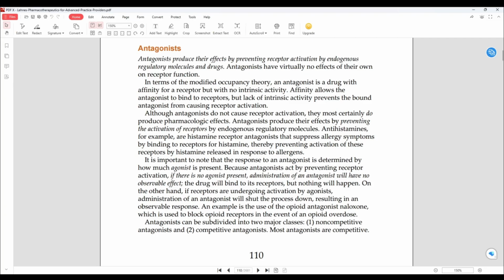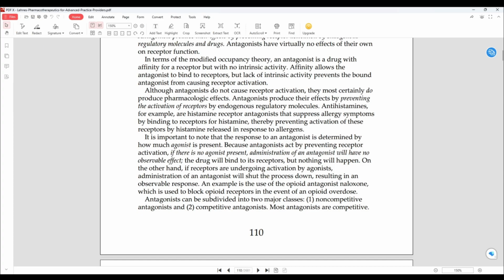It is important to note that the response to an antagonist is determined by how much agonist is present. Because antagonists act by preventing receptor activation, if there is no agonist present, administration of an antagonist will have no observable effect. The drug will bind to its receptor, but nothing will happen. On the other hand, if receptors are undergoing activation by agonists, administration of an antagonist will shut the process down, resulting in an observable response. An example is the use of the opioid antagonist naloxone, which is used to block opioid receptors in the event of an opioid overdose.